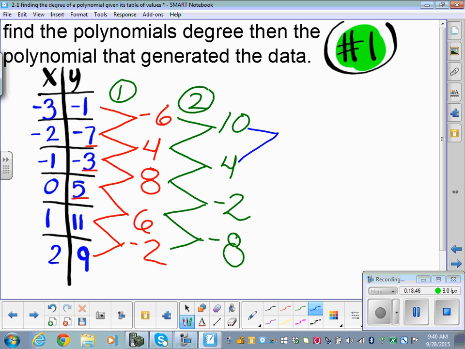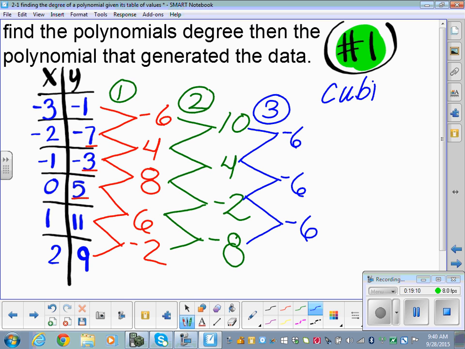We'll take differences again. So 4 minus 10. -6. -2 minus 4. -6. -8 minus -2. -6. So did we get the same thing the third time we took differences? So it's degree 3, but I need you to put the right word. It's cubic. It's cubic. Now you'll use your calculator to do the rest.